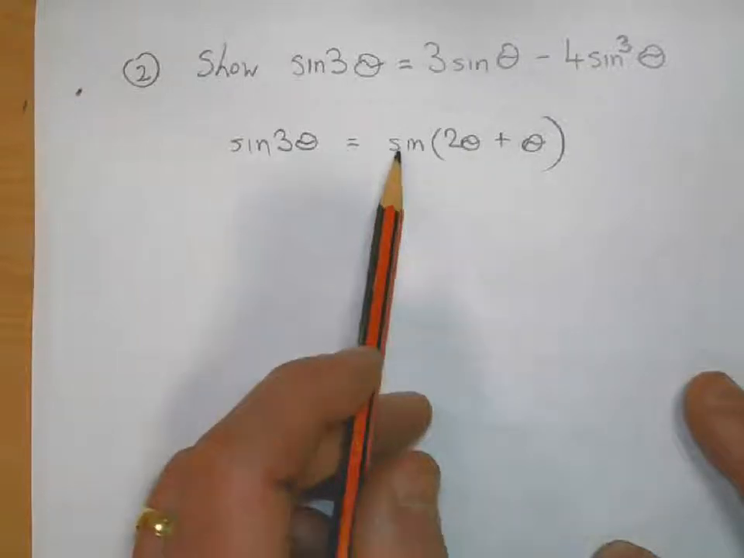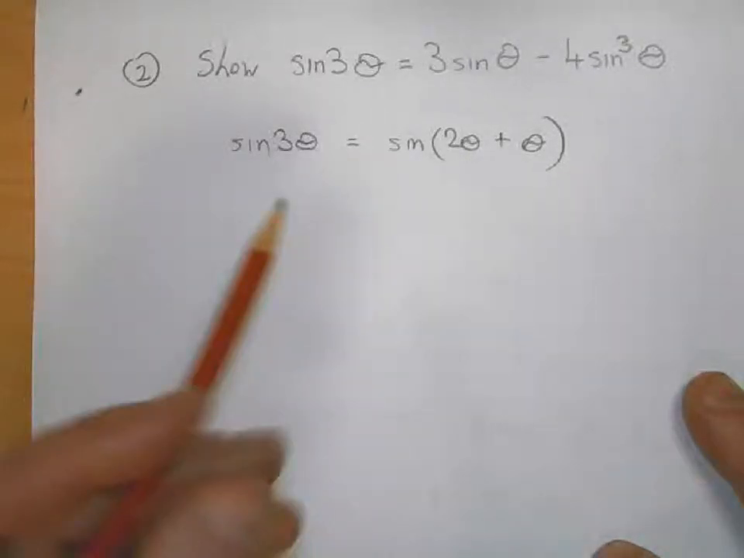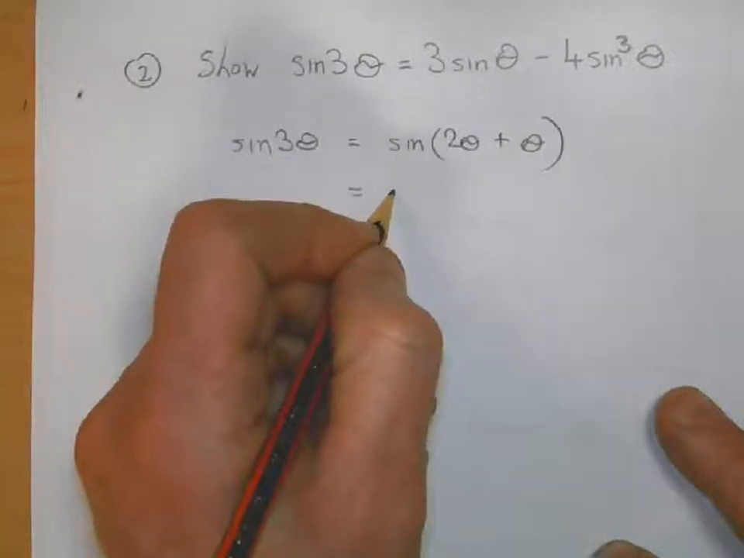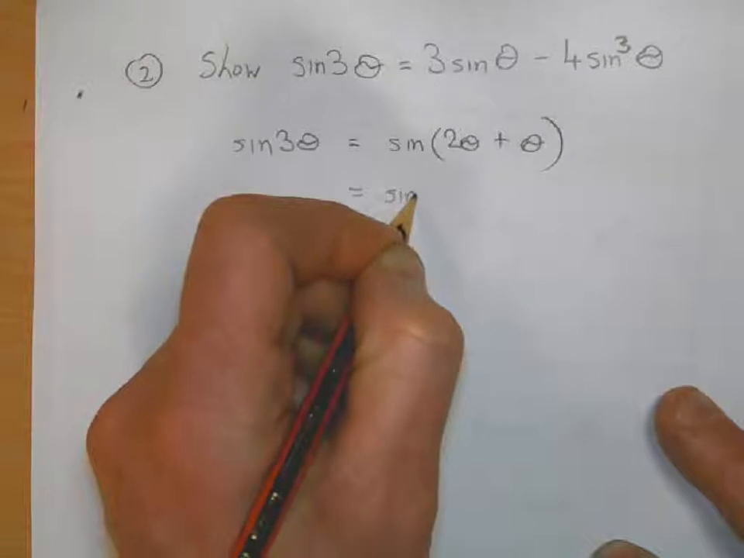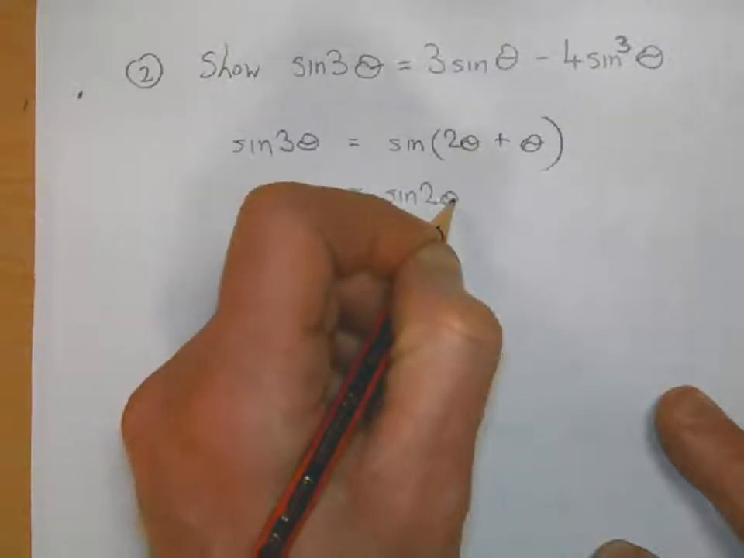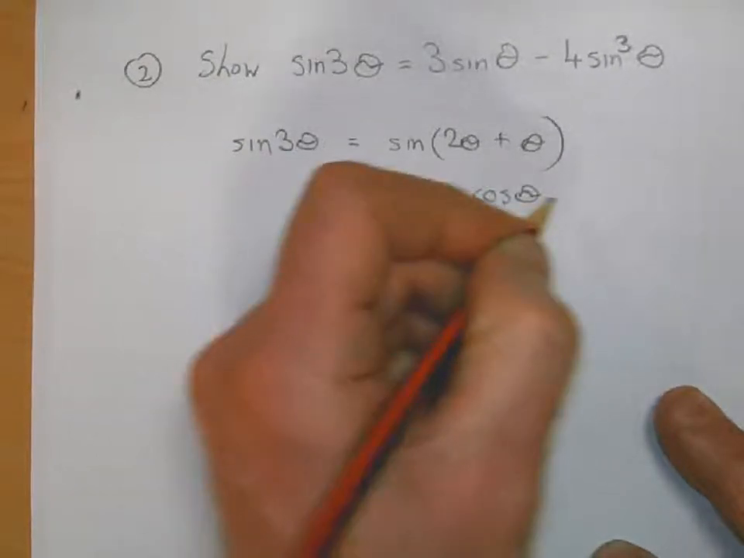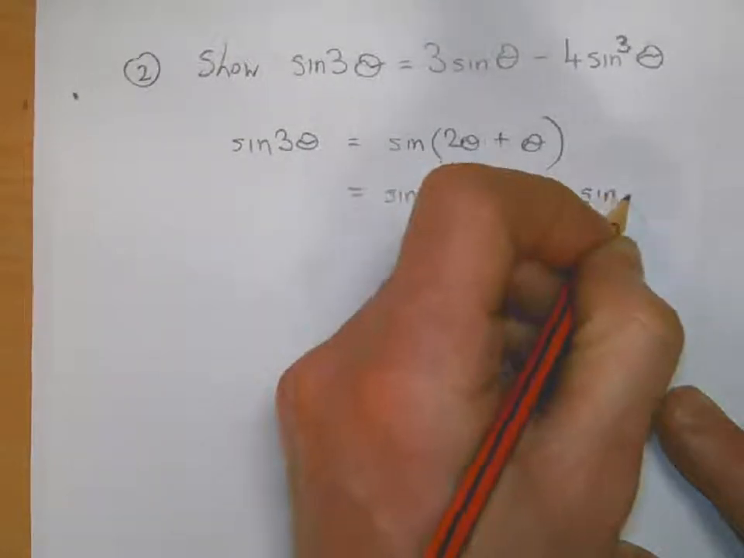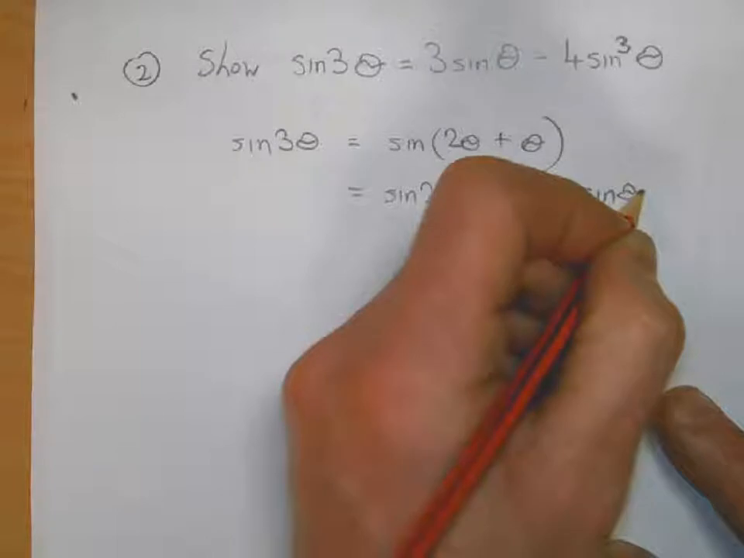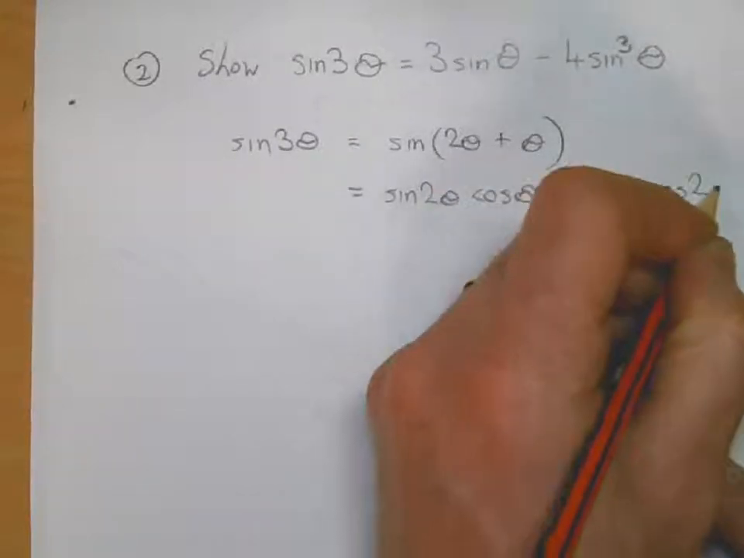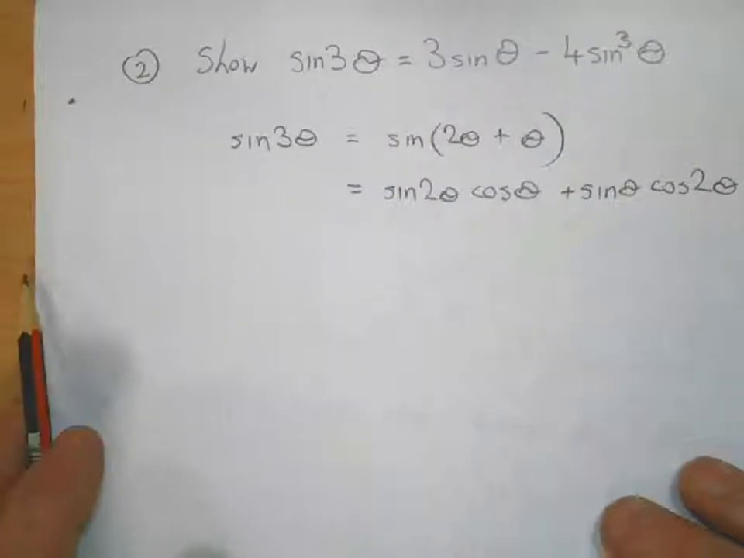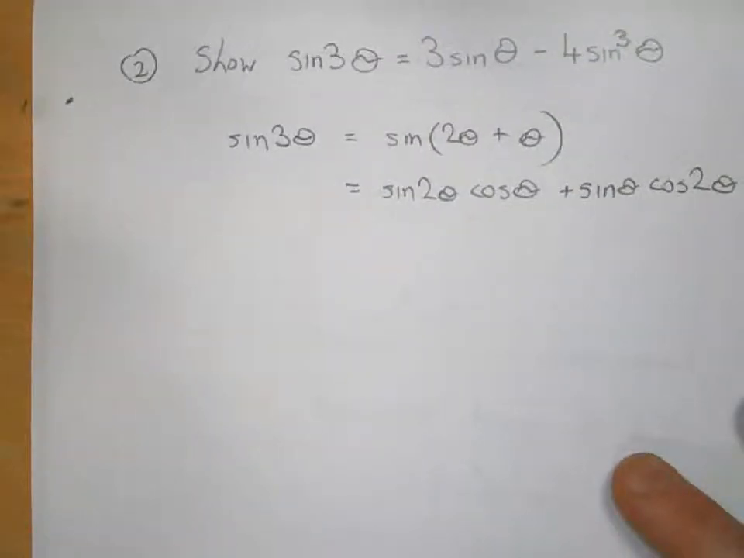Now again, hopefully you'll recognize this as the addition formula, so we can expand this out using the first addition formula, which was sine 2 theta cos theta plus sine theta cos 2 theta. Okay, now I'm going to move this right across to the start here because the next expansion is going to become pretty hectic.